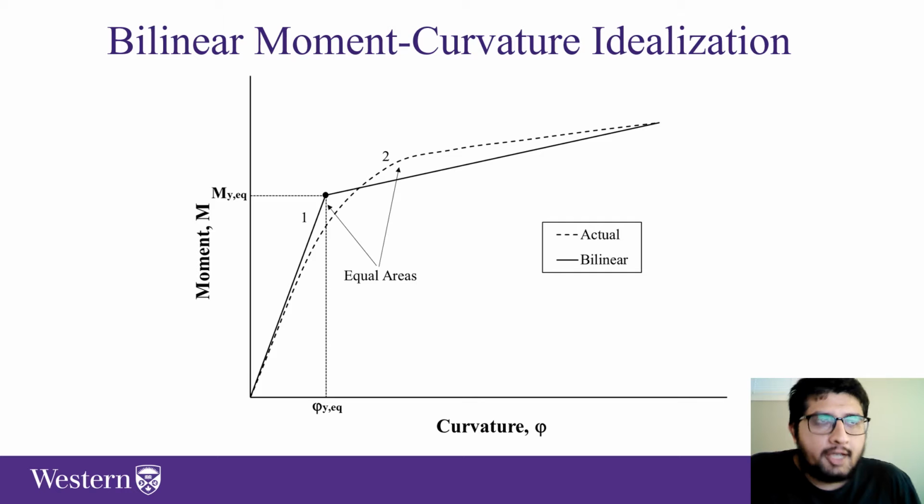Previously, I mentioned that A1035 grade 100 steel doesn't show a distinct yielding point, and when determining the moment curvature relationship in beams reinforced with A1035 grade 100 steel, I use the equal area method, which basically encloses the areas under the actual and the bilinear curve and generates an equivalent yielding point. For the other steel types, such as A615 and A706, which have a distinct yielding point, I didn't have to use the equal area method.